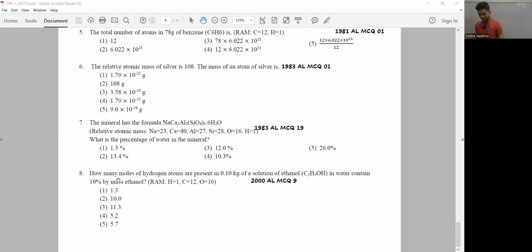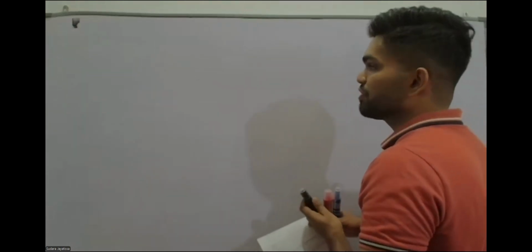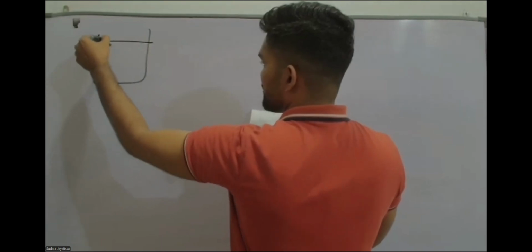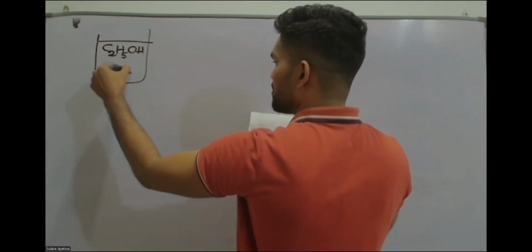And highlight solution of ethanol in water. Solution of ethanol in water, and write here the formula of water. Then you will understand what I am telling. Okay, here you have C2H5OH, ethanol, and here you have water as well.